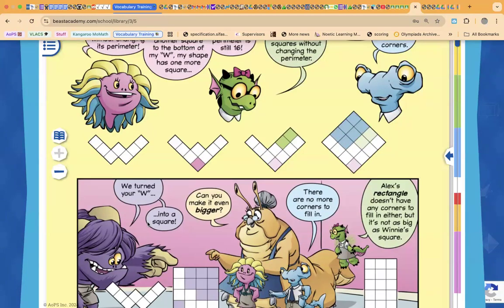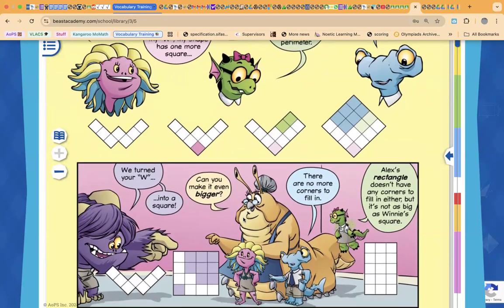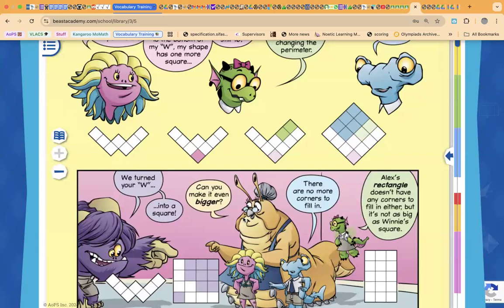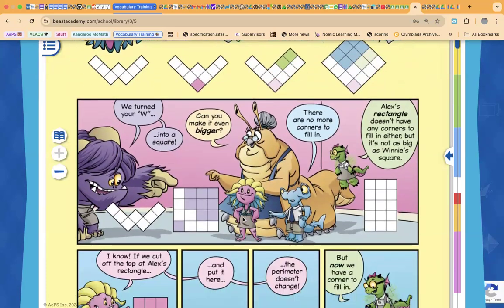Nevan, you have to be attentive. There are no more corners to fill in. A rectangle doesn't have any corners to fill in either, but it's not as big as Winnie's square. Good job.